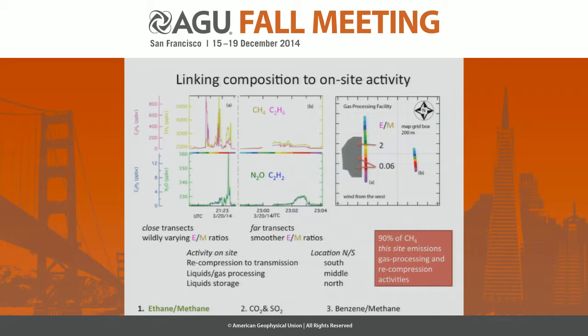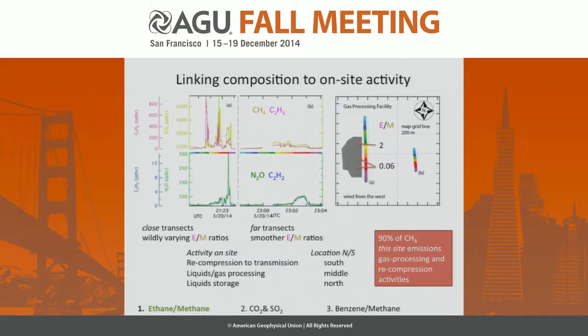So the first ratio that I promised to talk to you about, ethane, one of the most powerful ones. The real point of this figure is to say, even at these large gas processing plants where there's a real variety of different types of equipment, we can link that observed ethane to methane ratio in the downwind plumes to the activity that's taking place on site. Up here in the north, where we see this fantastically high ethane to methane ratio, this is where all the liquid storage is taking place.